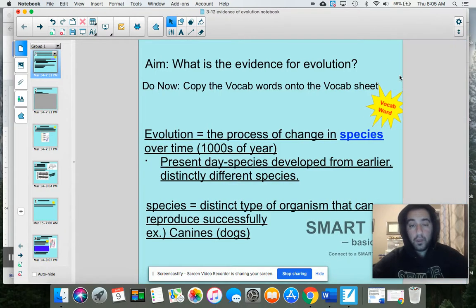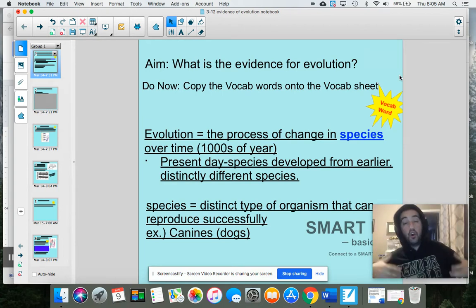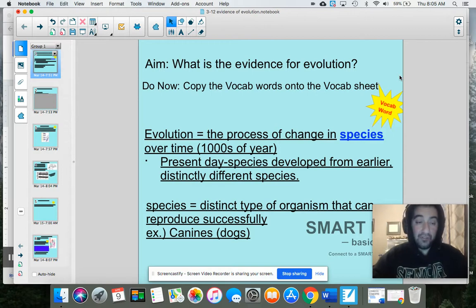Okay, so once again, today's aim or focus is as follows. What is the evidence for evolution? We introduced evolution, and we suggested a theory of evolution, and now today we're going to list the evidence that supports that theory. For the do now, I would like everybody to copy down the vocabulary words.